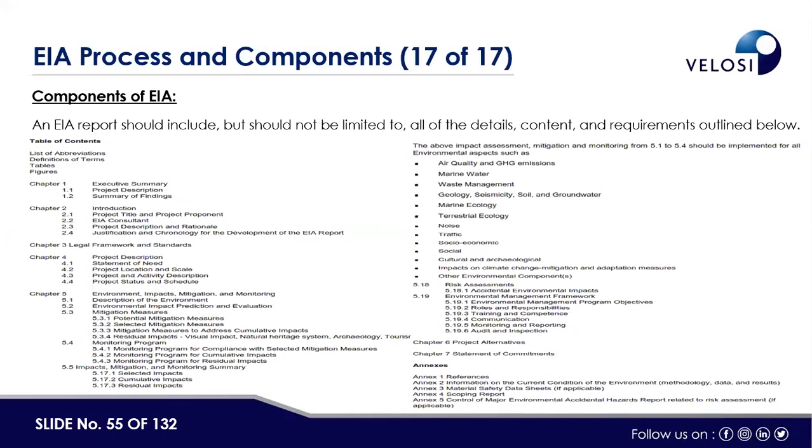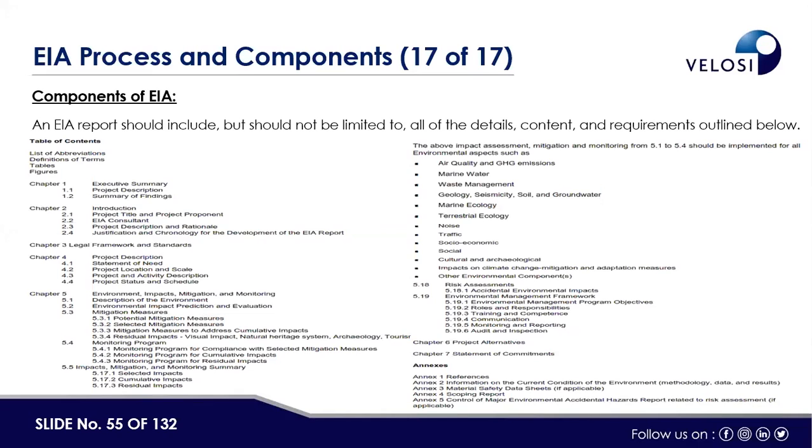And then we have to mention the monitoring program of each component, either it's air quality, GHG emission, marine water, waste management, geology, seismicity, soil, groundwater, marine. All these components should address all these sections, which include description of the environment, impact prediction, evaluation, mitigation measures, and monitoring program. And then the next section is the risk assessment.